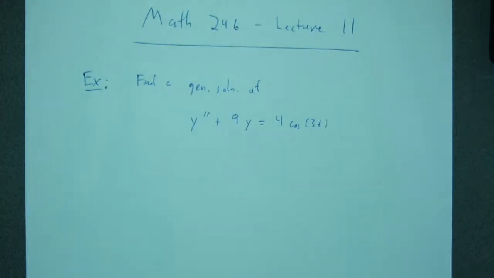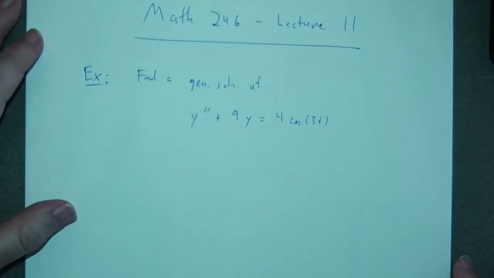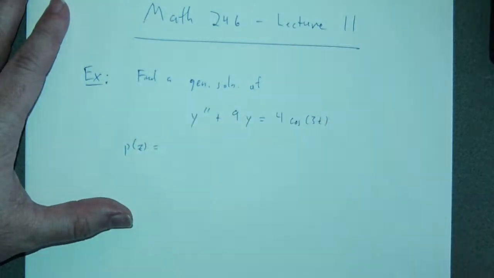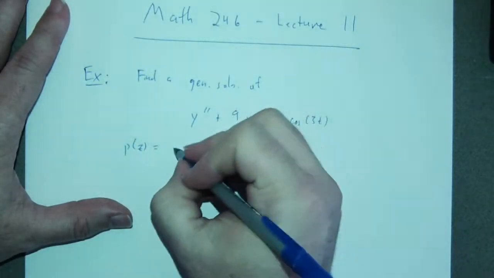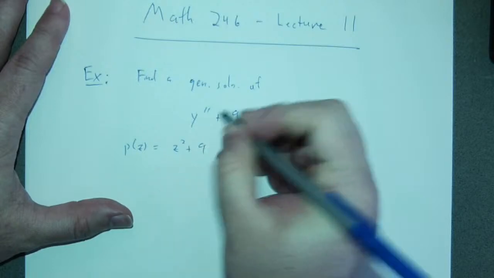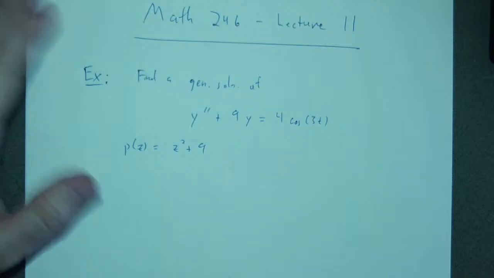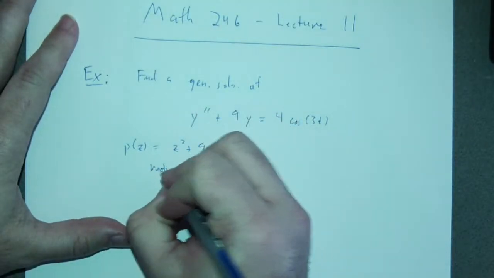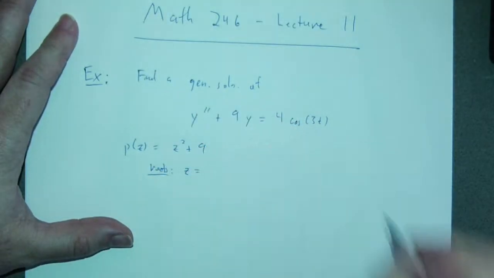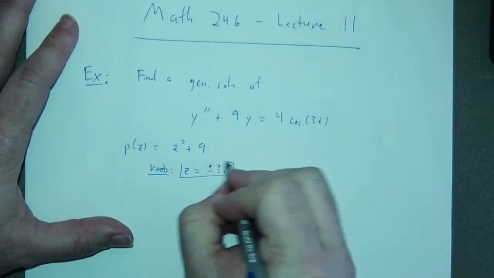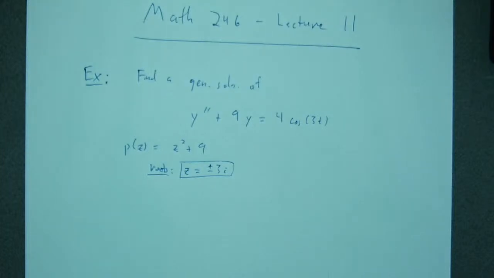So, what do I do here? The first few steps are kind of always the same. The idea is I write a characteristic polynomial first and foremost. The characteristic polynomial is z squared plus 9 here. Okay, well, what are the roots of this thing? It's got 2 roots, plus or minus 3i. So the roots of that polynomial are plus or minus 3i.